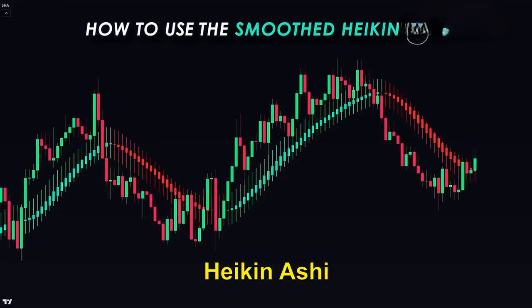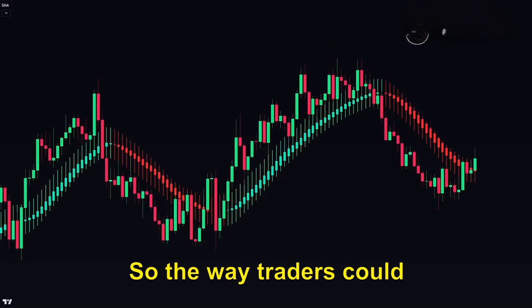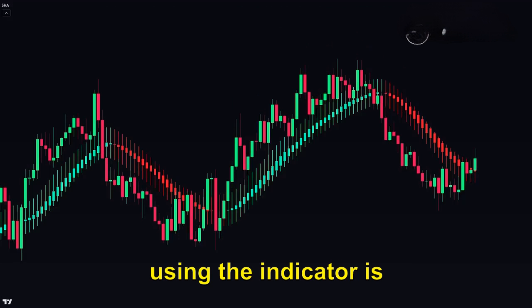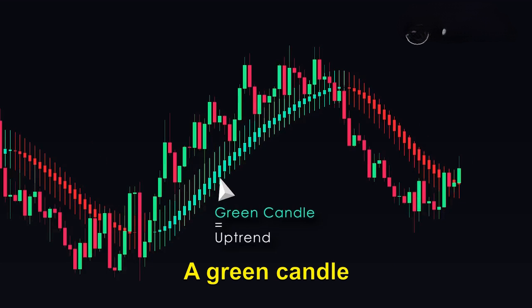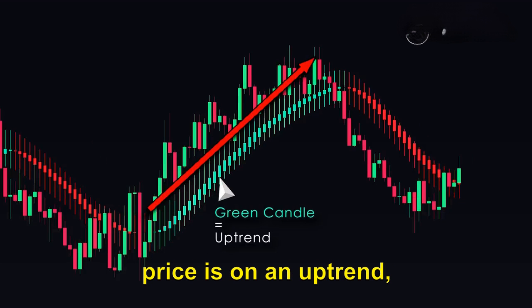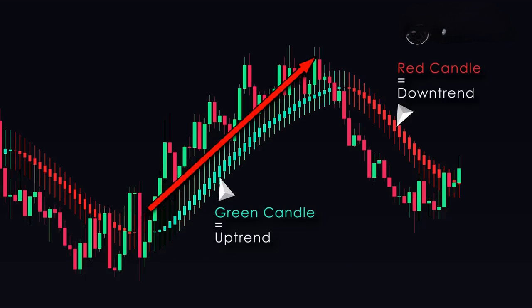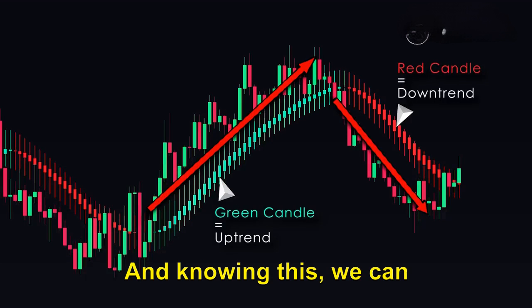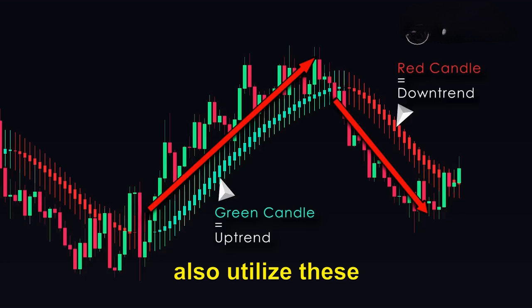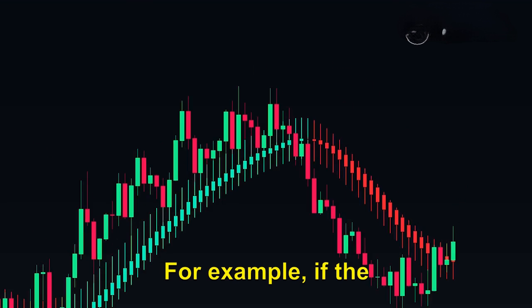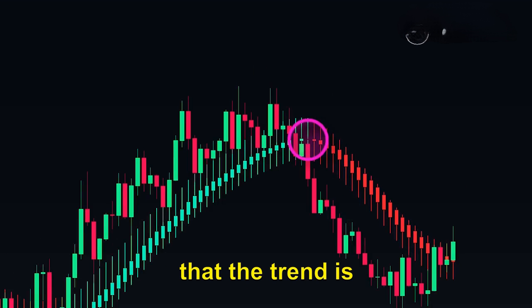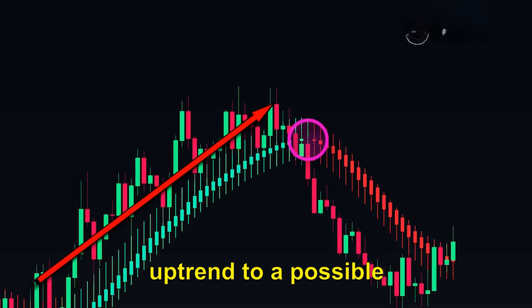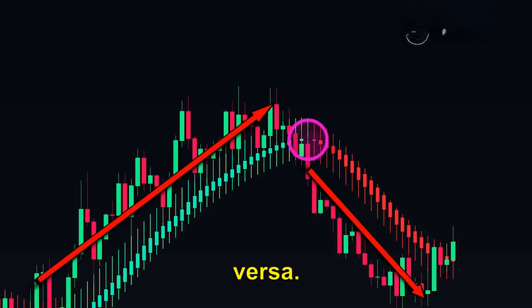How to use the Smooth Heikin Ashi. So, the way traders could analyze the market using the indicator is by looking at the Heikin Ashi candles. A green candle indicates that the price is on an uptrend, while a red candle indicates that the price is on a downtrend. And knowing this, we can also utilize these colored candles to identify signs of reversals. For example, if the indicator showed a color change from green to red, it indicates that the trend is switching from an uptrend to a possible downtrend, and vice versa.